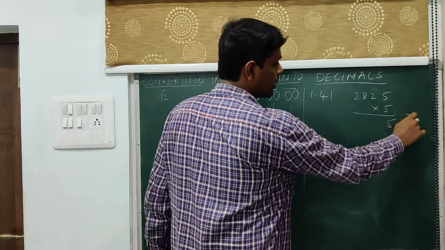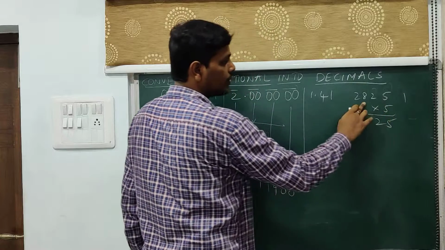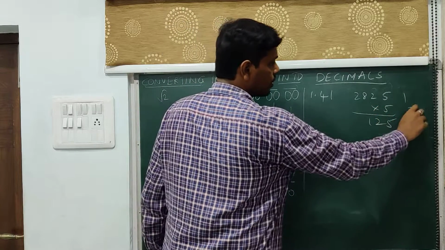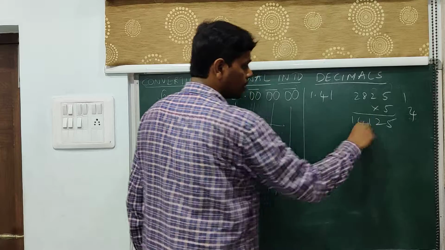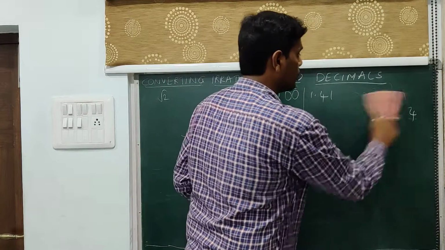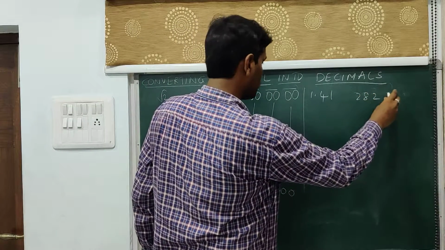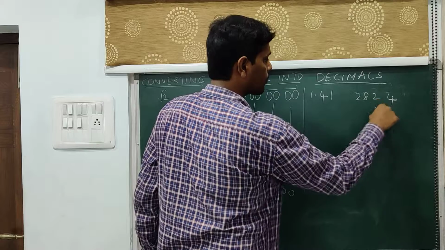5 5s are 25. 5 2s are 10. 10 plus 2 is 12. 1. 5 8s are 40, plus 1, 41. 5 2s are 10. 10 plus 4 is 14. So it is 11900. But it is more than that. So I'll go with, say, 4.